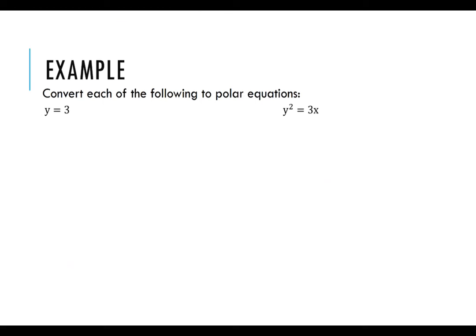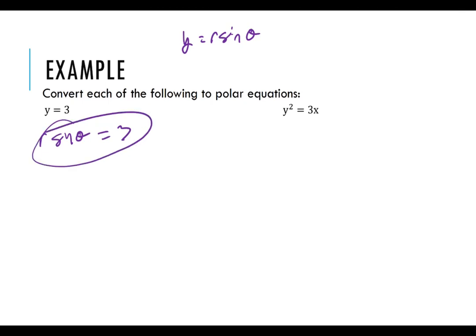Okay? Alright, what if I have y is equal to 3? Well, once again, I know that y is equal to r sine theta, so it's as easy as replacing y with r sine theta. So that's r sine theta is equal to 3. If I divide by sine of theta, r is equal to 3 divided by sine of theta, but I just need to get a polar equation, and I've done it.